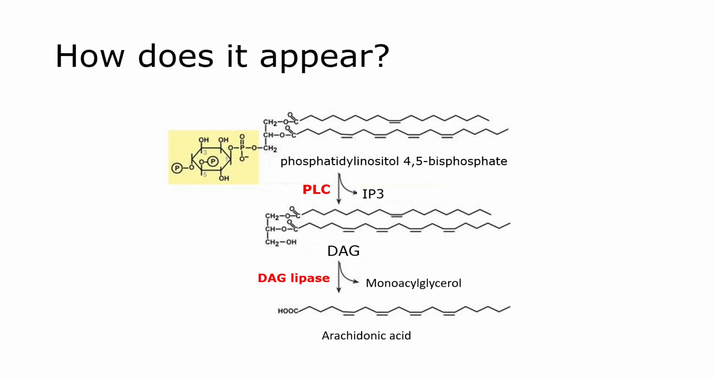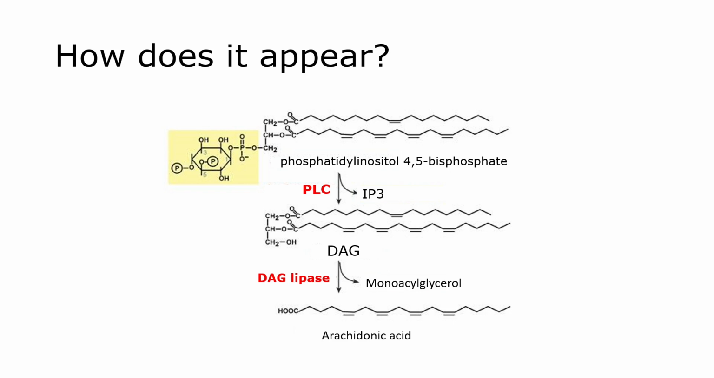But how does our diacylglycerol appear, the one that will be used in the signaling way? The phosphatidylinositol 4,5-bisphosphate is transformed into two compounds. One of them is inositol triphosphate, and the second one is diacylglycerol. And this reaction is catalyzed by phospholipase C.